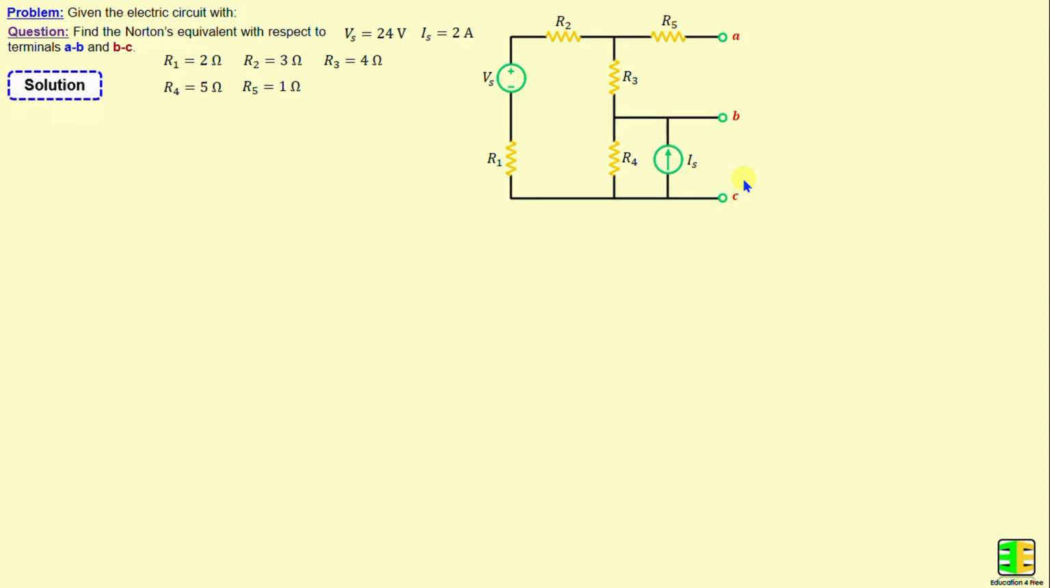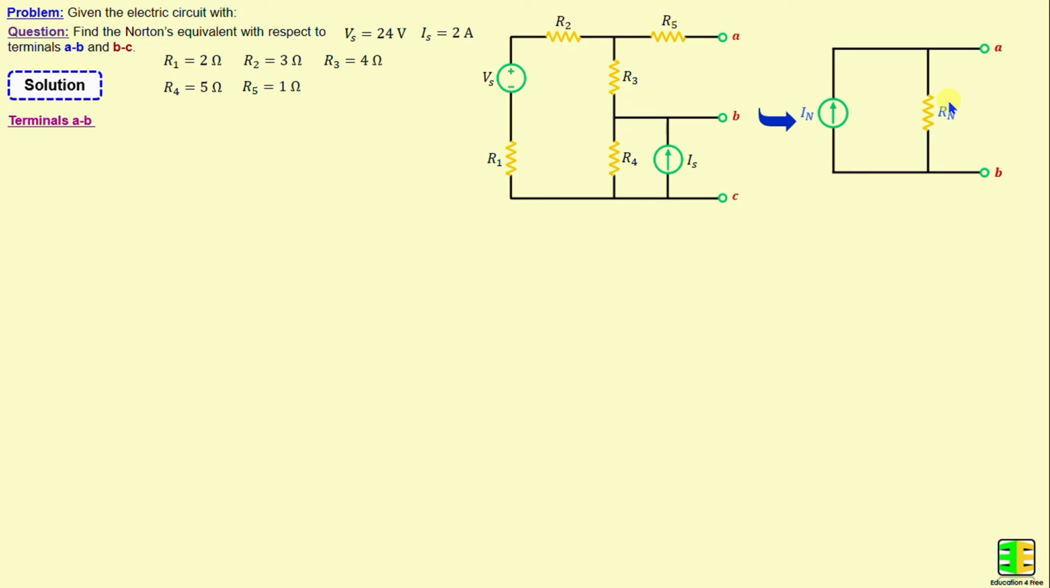Let's start first with the Norton's equivalent with respect to terminals A and B. By applying the Norton's theorem between terminals A and B, we can replace this circuit with a current source in parallel with a resistor, which will be denoted as IN and RN. I will start first with the determination of the Norton's resistance.